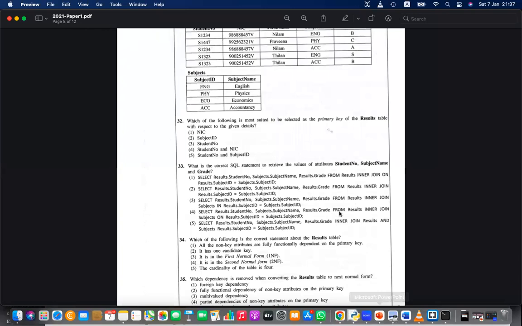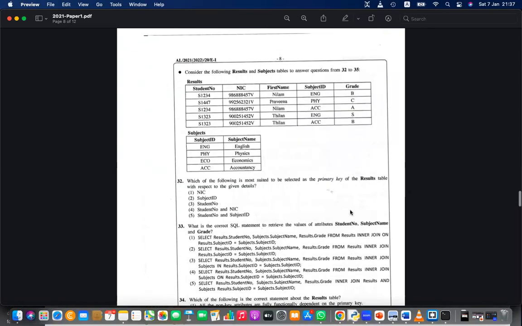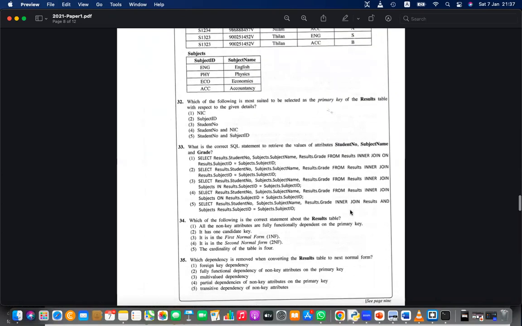Okay. Which of the following is the correct statement about the results table? All the non-key attributes are fully functionally dependent on the primary key. Are they fully dependent? No, it's not fully functionally dependent.